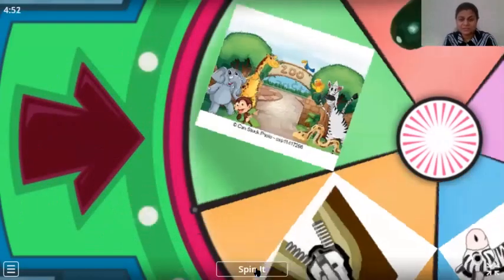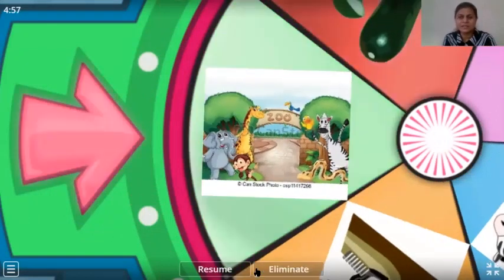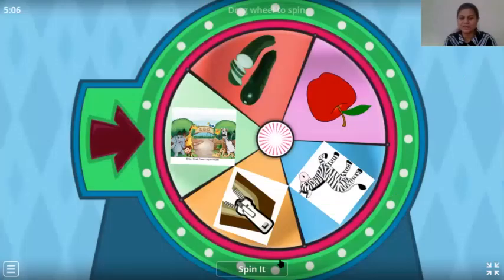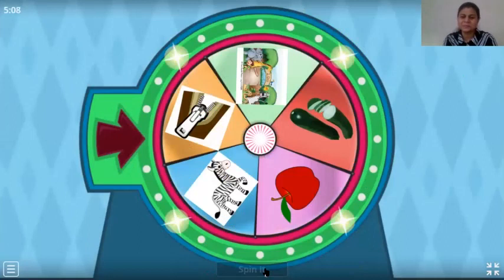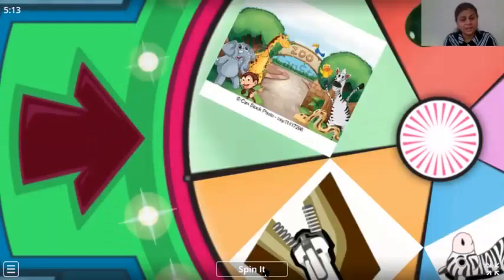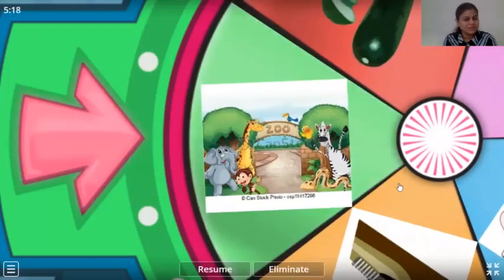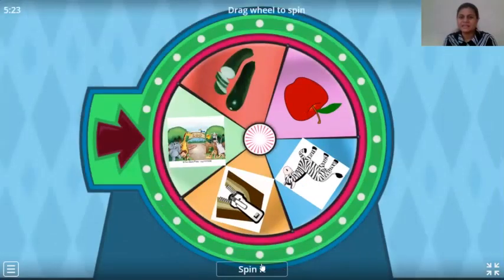Yes, what is this picture? This is zoo. Z is zoo. Is it a letter Z picture? It is. So we will not eliminate. Yes, let's see. Again, the same picture. Zoo. So we resume. And let us spin.